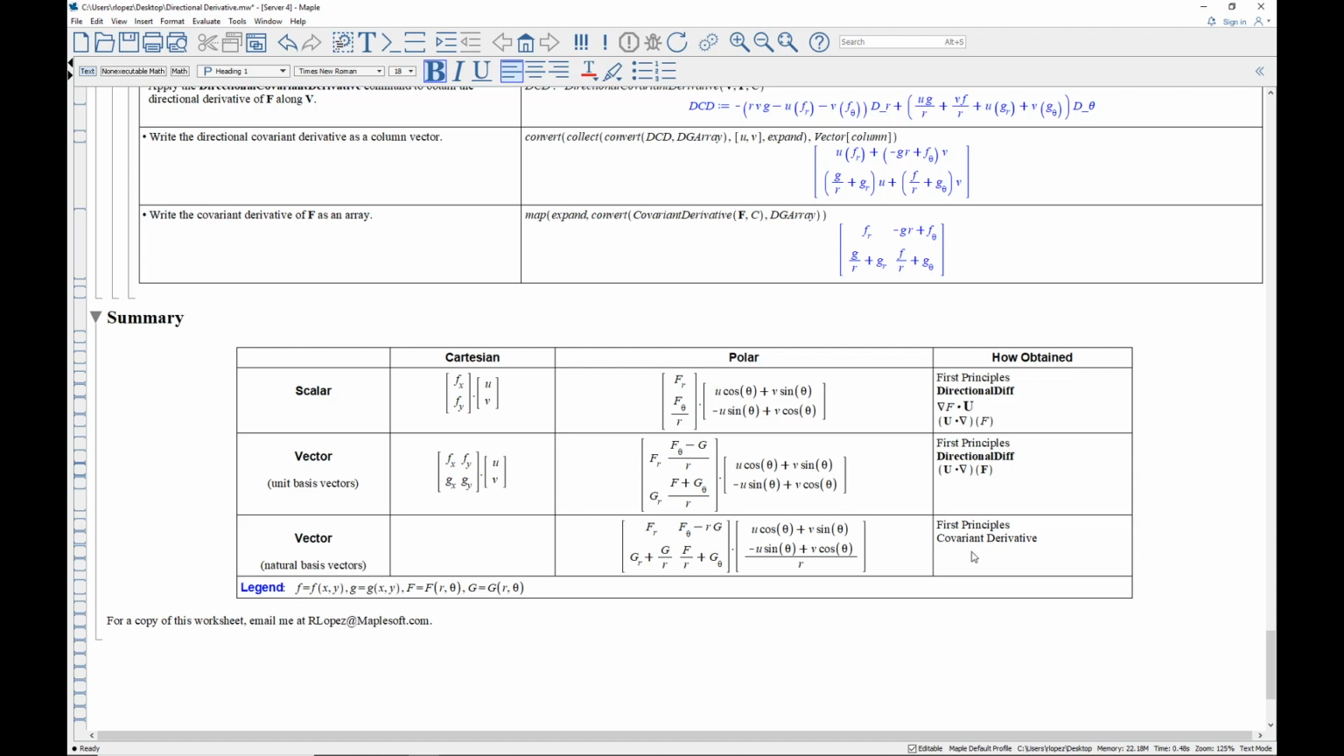We did it from first principles, and we did it with the covariant derivative in 2 different ways. If you want a copy of this worksheet, you can email me. Here's my email address, and I'll send you this worksheet, because there's certainly a lot of material in here that needs to be absorbed slowly and carefully.